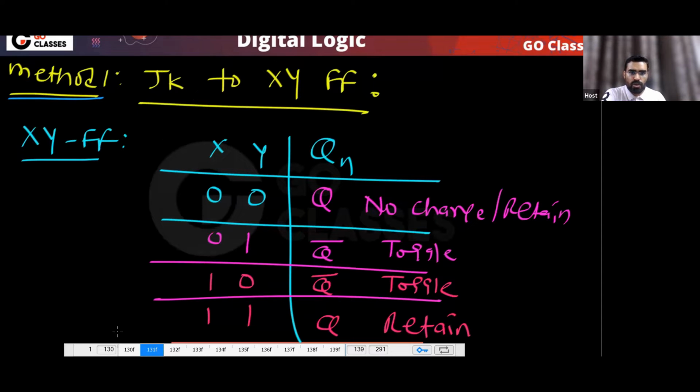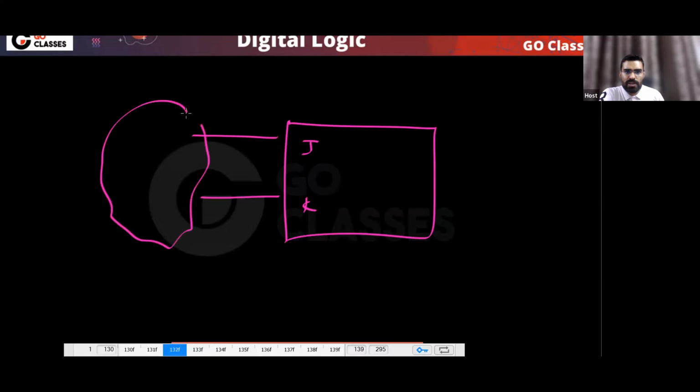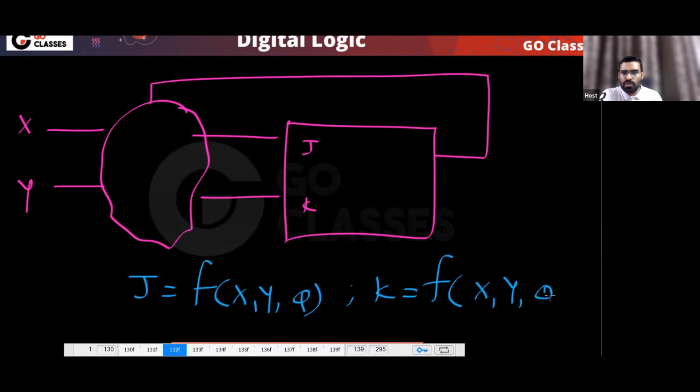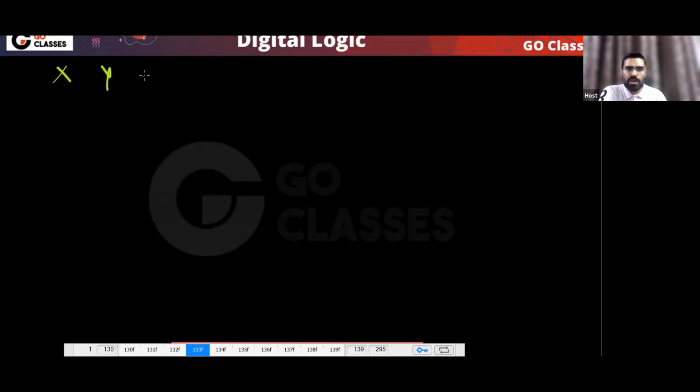So if you want to convert JK flip-flop to XY flip-flop, some circuit you will create. You will write J as a function of X, Y, Q, and K also as a function of X, Y, Q. So let's solve it. This J we have to write as a function of XYQ, and this K we have to write as a function of XYQ.